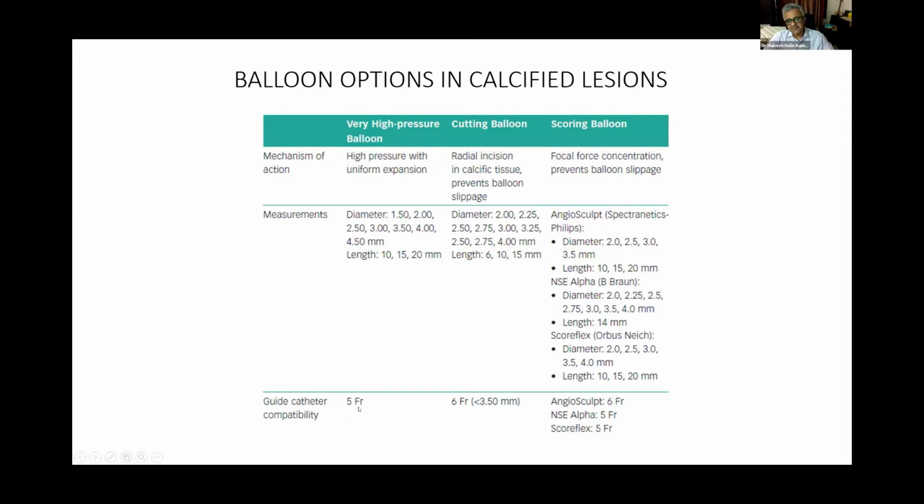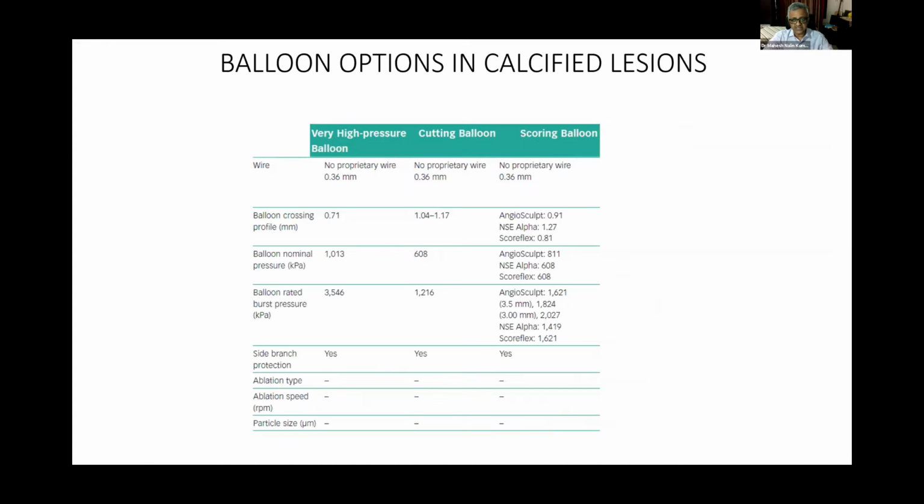The guide catheter is 5 French compatible for a very high-pressure balloon. Not very significant because I don't think anybody would go in for a left main bifurcation with a 5 French catheter. But anyway, you should know that it is a very small balloon and it can cross easily. There is no proprietary wire required for any of these balloons, but please remember not to use a hydrophilic wire for a very high-pressure balloon because the balloon gets stuck to the wire. And this is very, very important.